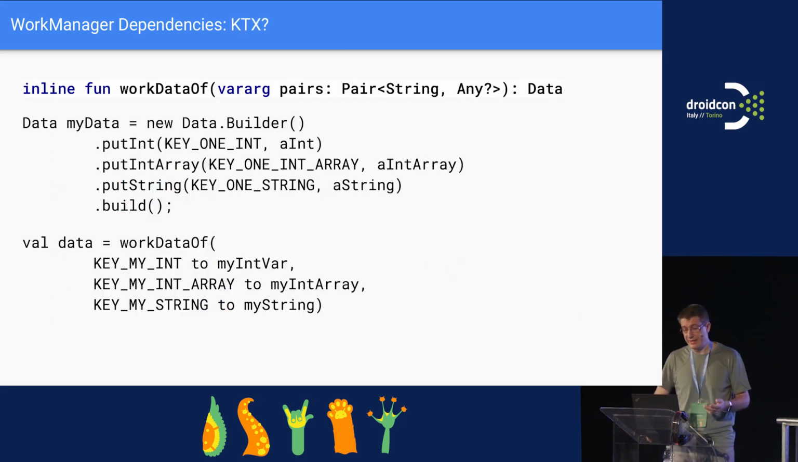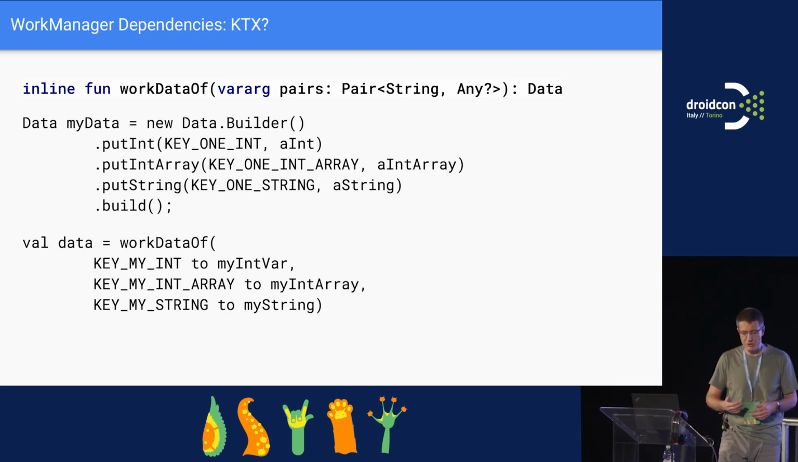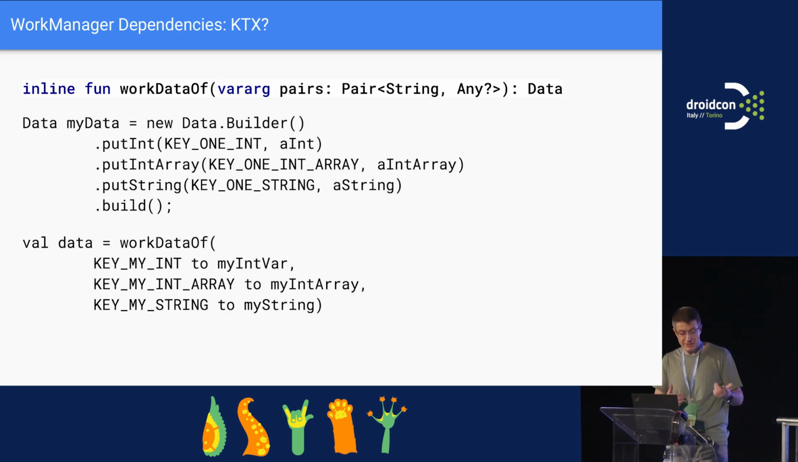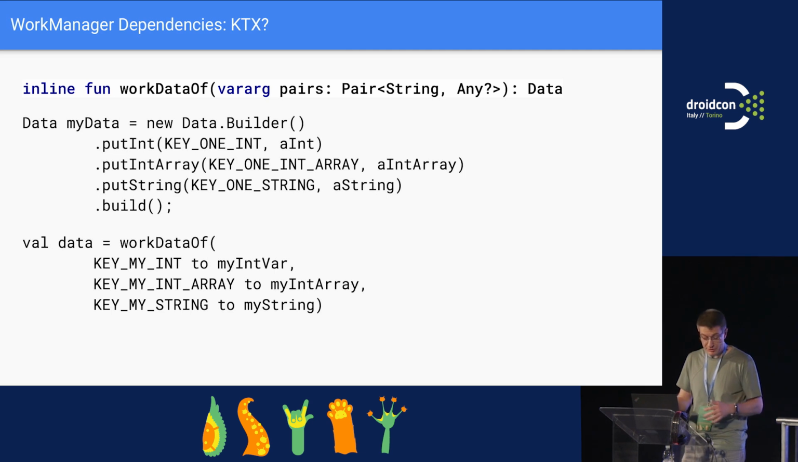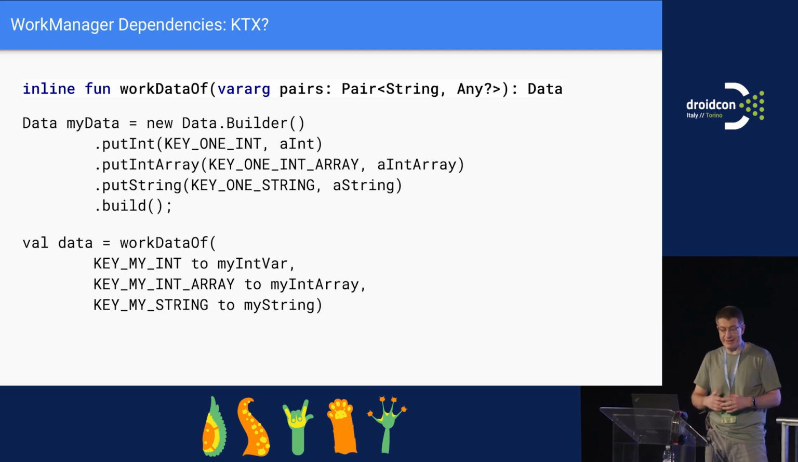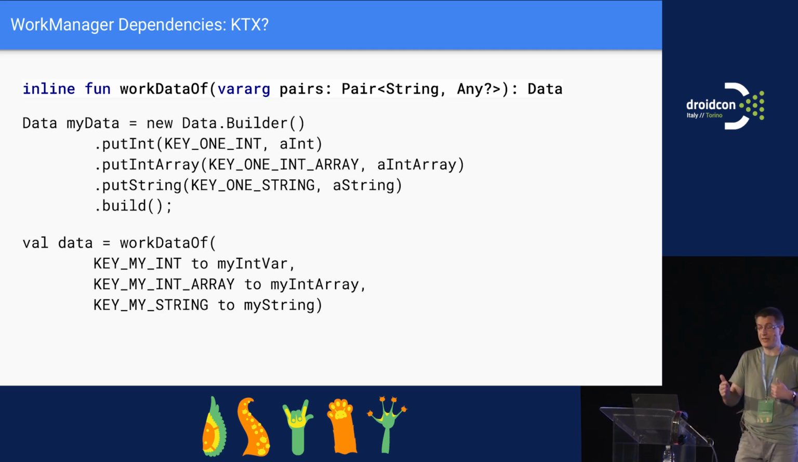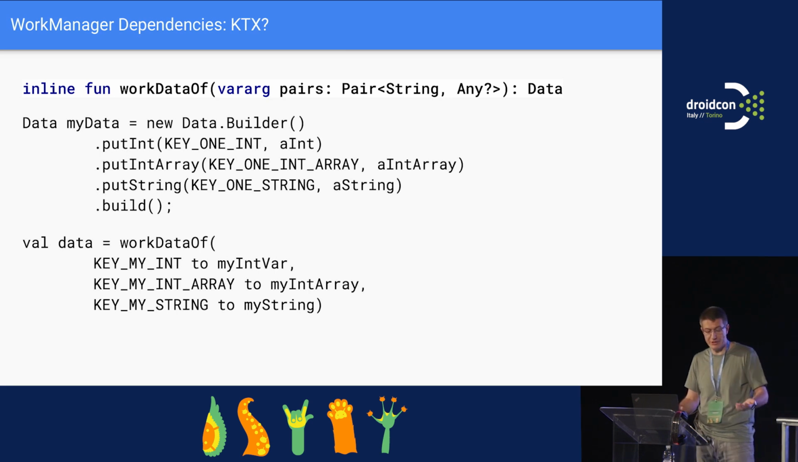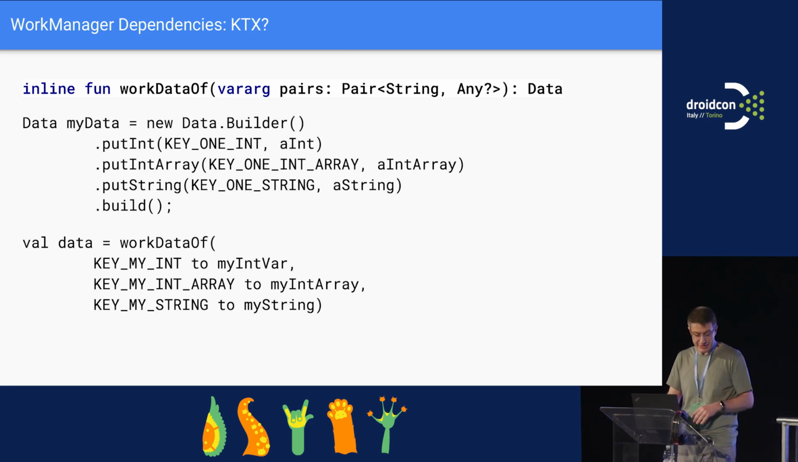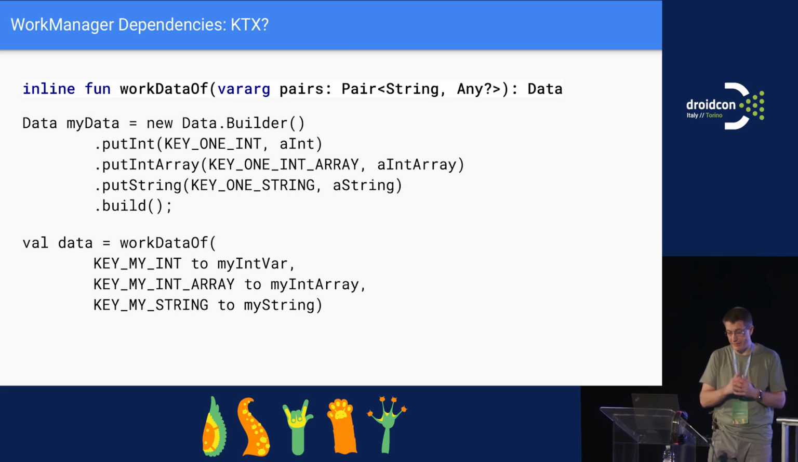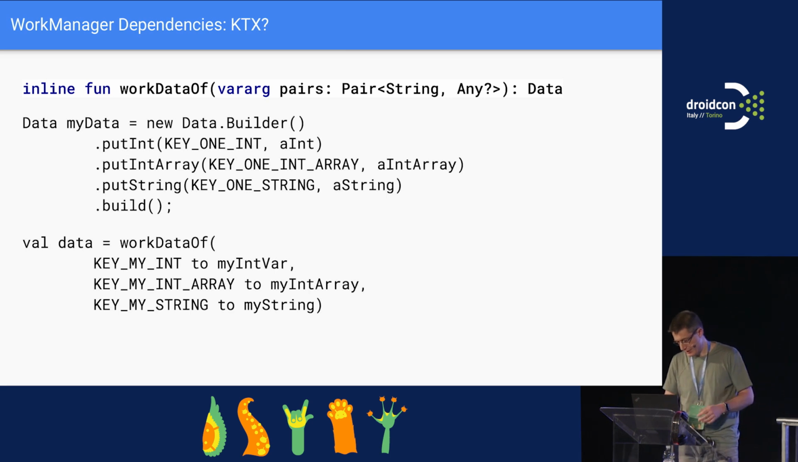Regarding KTX, it's not just about the coroutine worker. There are a few other syntactic sugar features inside the library that you can use. Probably the most useful is the workDataOf, which allows you, instead of building the data that you want to pass into the worker and out of the worker using a data builder, to use workDataOf and build a map in this way, that is cleaner and simpler.